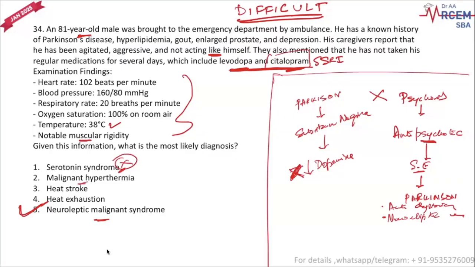Malignant hyperthermia is only seen with anesthetic drugs, so this one you can also rule out. Heat stroke and heat exhaustion can easily be ruled out too. It doesn't say he was out somewhere in a hot environment to suggest heat stroke or heat exhaustion. So he can easily rule these out and come to this diagnosis. But I am not sure these were the options which were given.